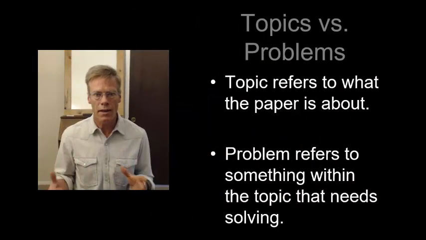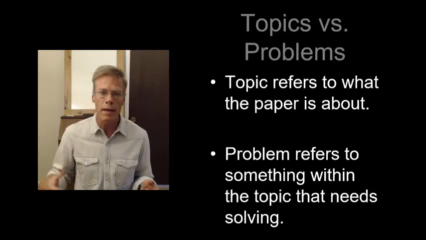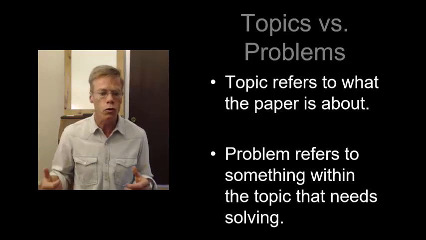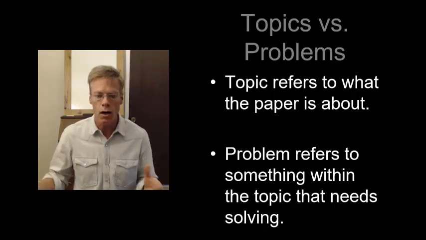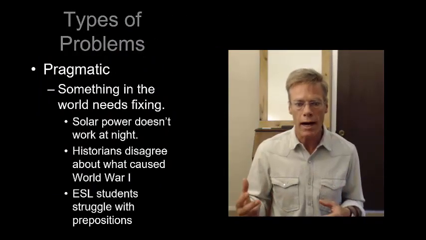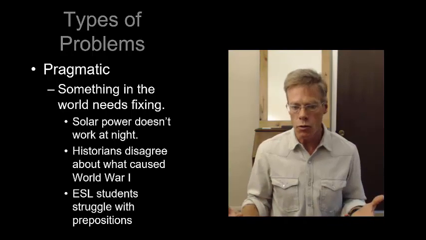First of all, I think it's important to distinguish between topics and problems. So the topic of the paper refers to what the paper is about, while the problem refers to something within the topic that needs solving. And broadly, there's two types of problems. There are pragmatic problems. In other words, something in the world needs fixing.